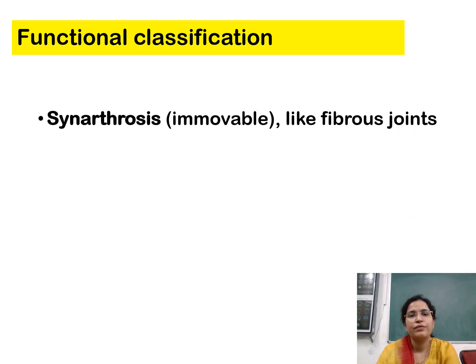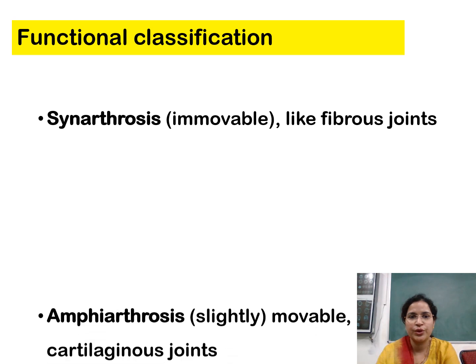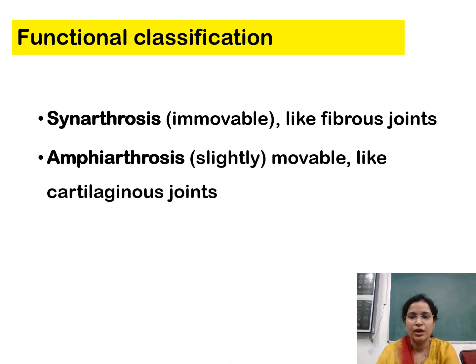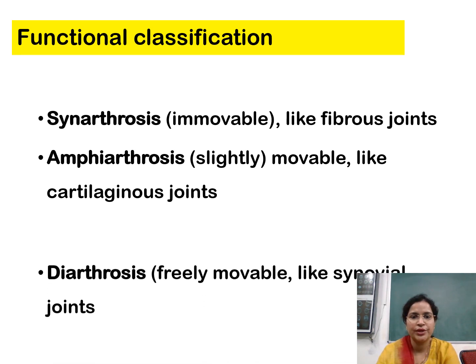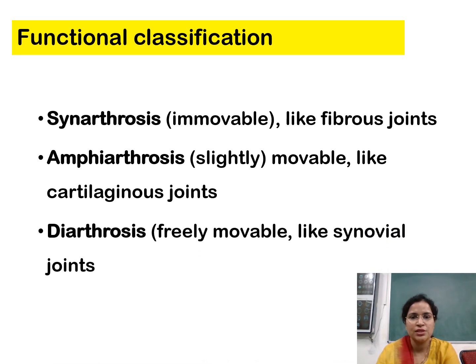Now, the functional classification is according to the degree of mobility. Synarthrosis is the immovable type of joint, like fibrous joints. Then there is amphiarthrosis, the slightly movable type, like cartilaginous joints, and diarthrosis, which is freely movable, like synovial joints.